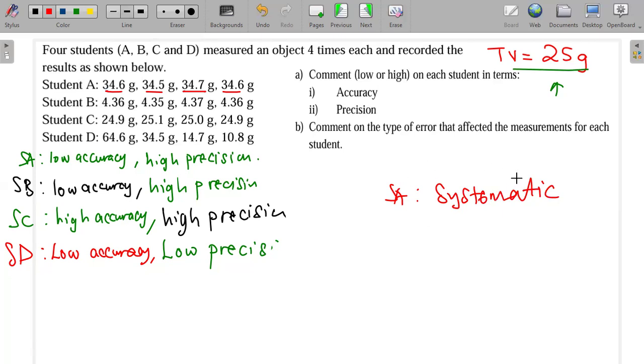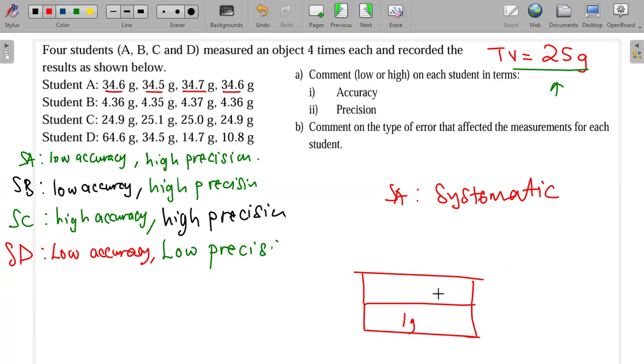Such errors arise because of a defect in the measuring instrument that you are using, or sometimes because of the zero error. So let's say this is your balance and it has a reading somewhere there. If you put nothing on the balance, it still reads maybe 1 gram.